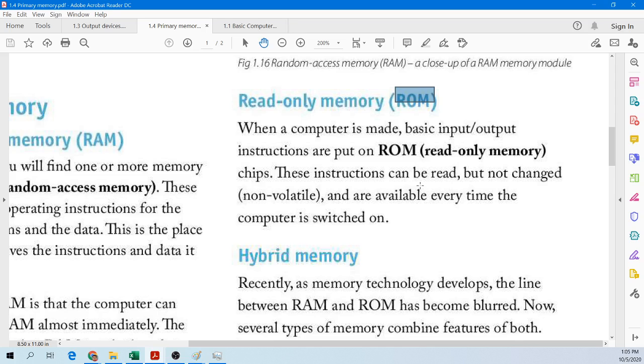Now, notice the word here, non-volatile. So this is the opposite to RAM, which loses its data when it loses power. ROM keeps the data without needing any power. So it is always available when the computer is on.